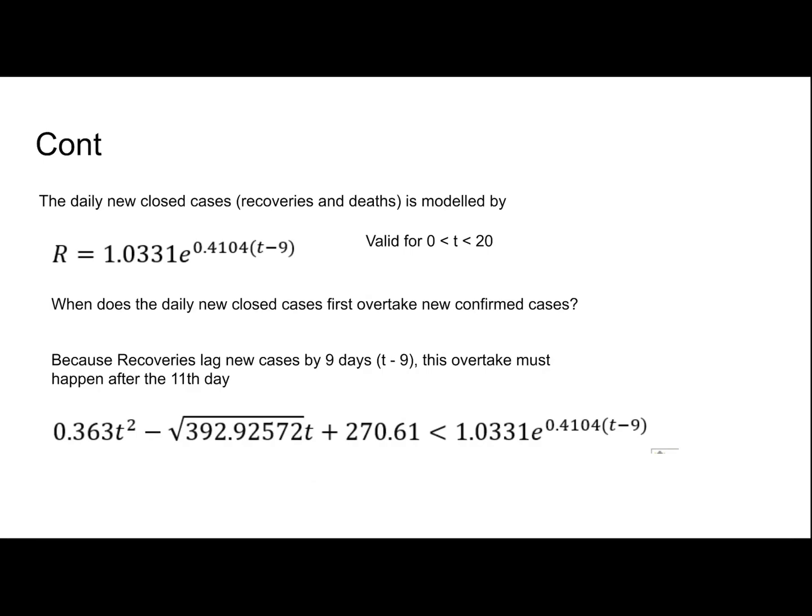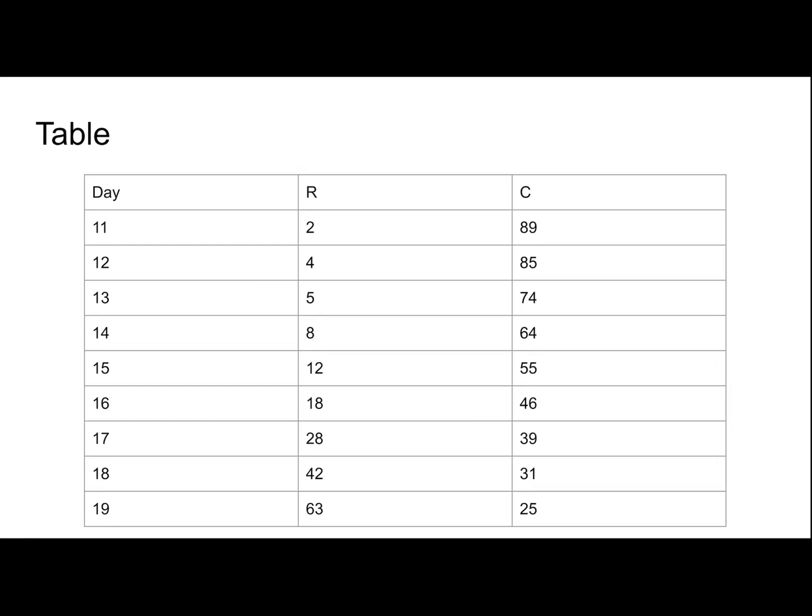So if you wanted to solve the equation, this is the equation you would get. Our quadratic is less than, so basically our new confirmed cases is less than our recoveries. However, this is a very difficult equation to solve because you have a quadratic within an exponential. So I think a better way to do this question is to use a table instead.